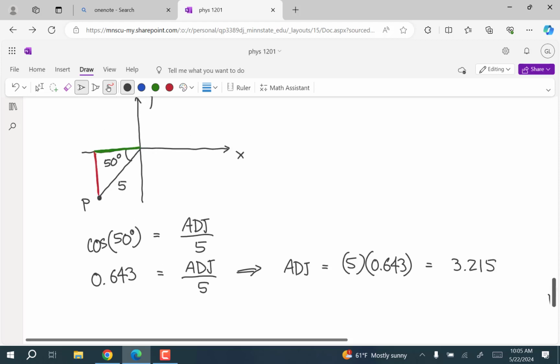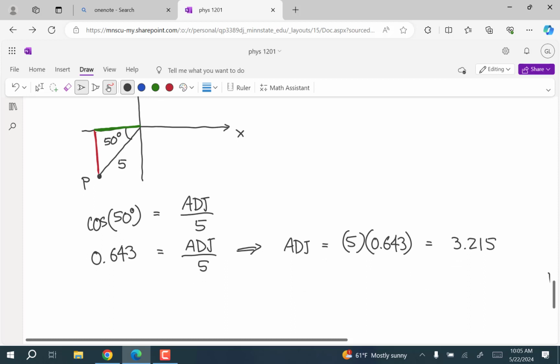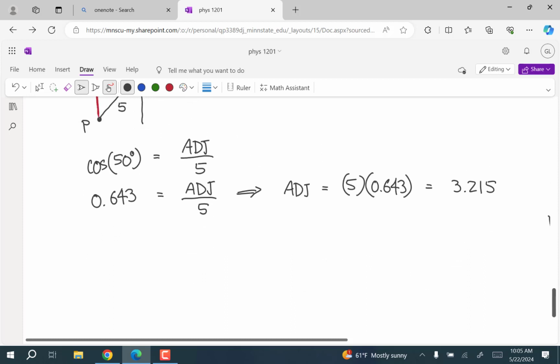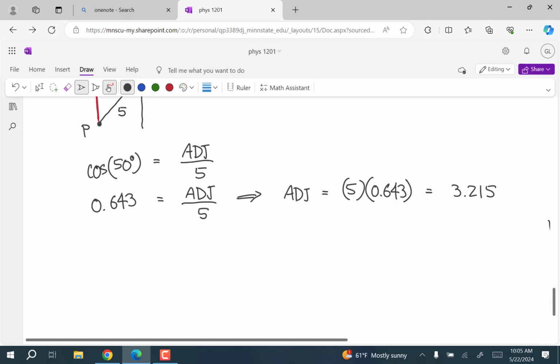And then, so that was the green length. Now we want the red length. So pause the video and use SOHCAHTOA to calculate the length of the red side. This time we have that the sine of 50 degrees is equal to the length of the opposite side divided by 5.